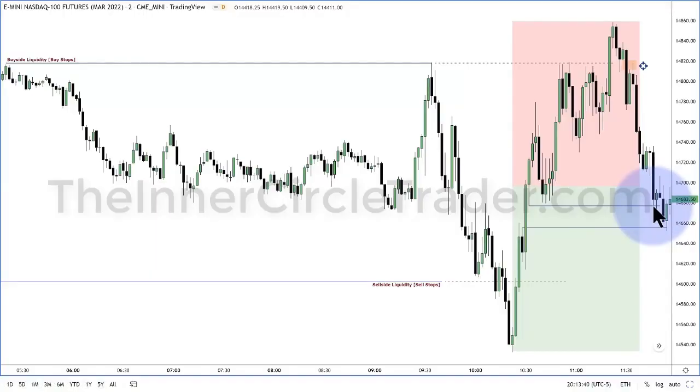Is that 5 handles? Is that 10 handles? Is that 20 handles? Is that 30 handles? Is that 50 handles? No. It's over 100 and some.